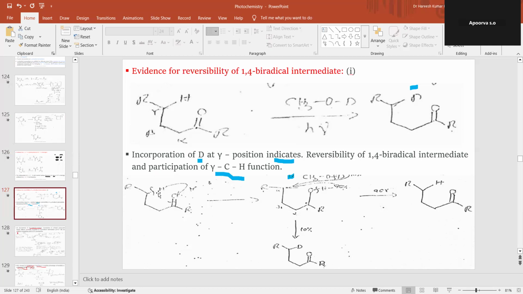So here is the mechanism. What is that mechanism? Gamma CH abstraction forming an OH bond. And again, if the OH bond cleaves, then it's nothing but the starting material. You are going back, reversible. And when it is going back, the deuterium will form a bond here. So that's the reason deuterium is there at the gamma position. And here, it's again a reversible reaction. So you can remember that if Norrish type II reactions are carried out in presence of deuterated methanol, it is observed that deuterium is fixed at the gamma position. This indicates the reversible nature of the 1,4 biradical in Norrish type II reactions.